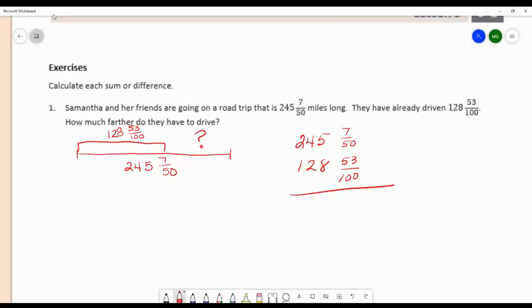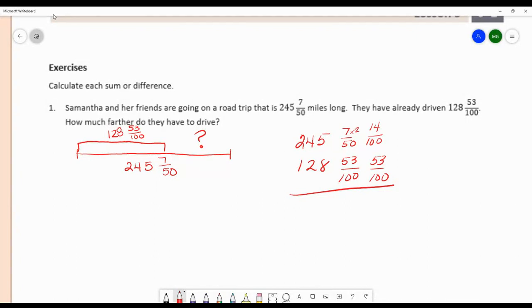And if we're going to do this, we need common denominators, right? So let's change this to 100 because I can see that 50 goes into 100. How do I get from 50 to 100? Yes, times 2. So 7 times 2 is 14. Now the second one, I don't even have to change because it is already over 100, so I can leave it. And can I take 14/100 minus 53/100?